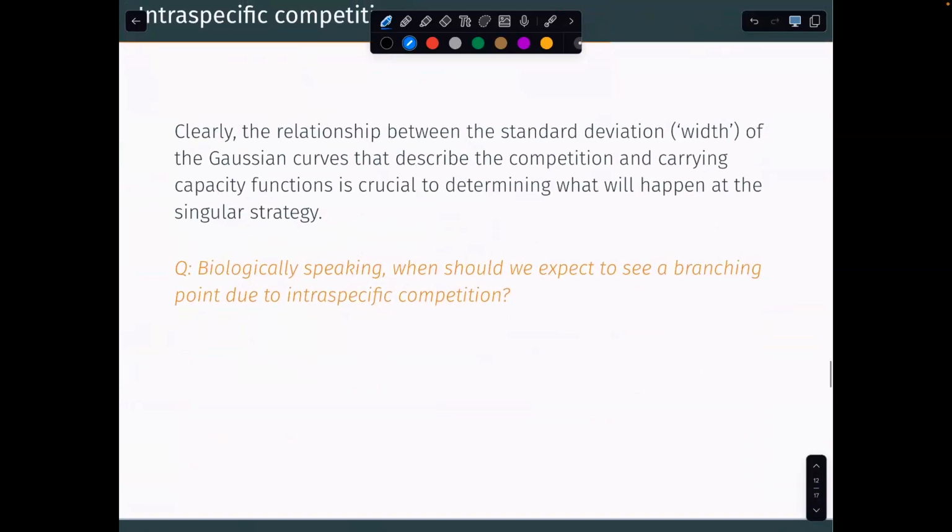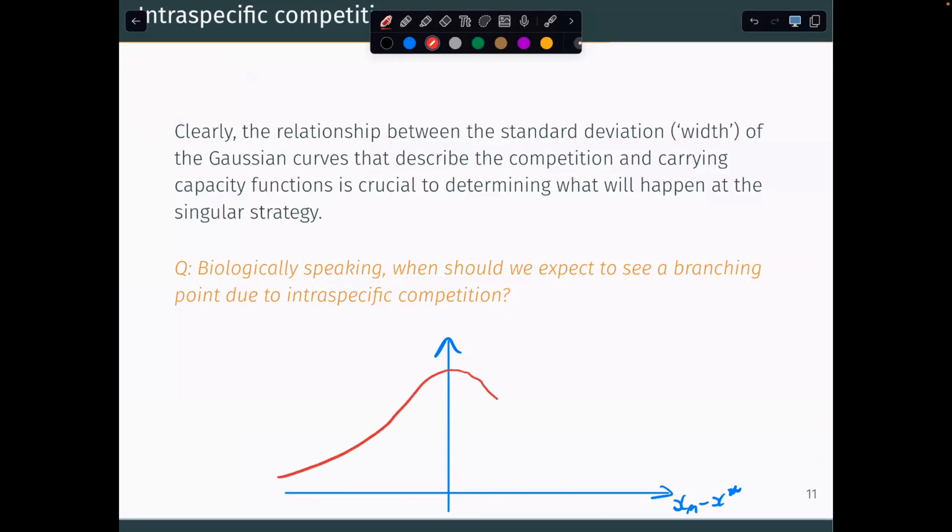If we were to try and think about what is a biological interpretation of this, then let's have a quick sketch of what these two functions might look like. And I'll sketch this as xm minus x star. So they'll both peak at 0. So this is the point where xm is equal to x star. And suppose we have a carrying capacity function that looks something like this. My k of xm.